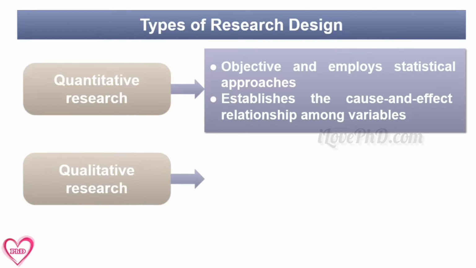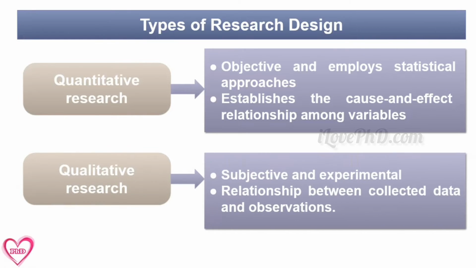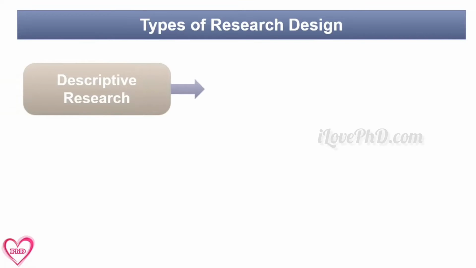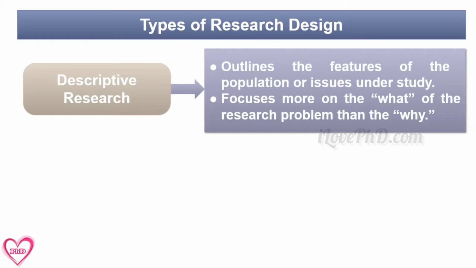Qualitative research is subjective and experimental. It determines the relationship between the collected data and observations. It is usually carried out through interviews with open-ended questions that will be expressed in words. Descriptive or statistical research outlines the features of the population or issues under the study area. This type of methodology focuses more on the what of the research problem than the why question.